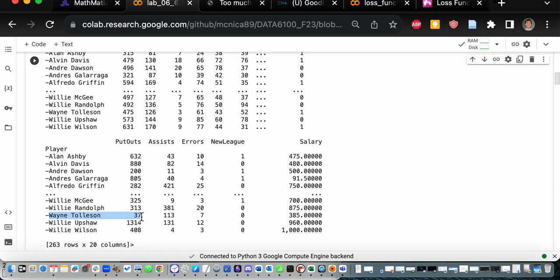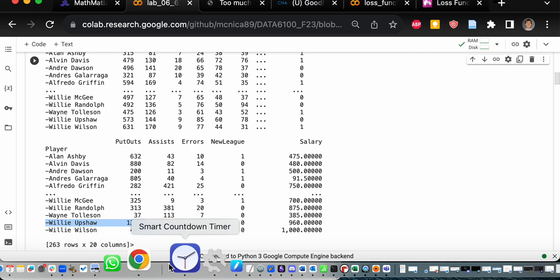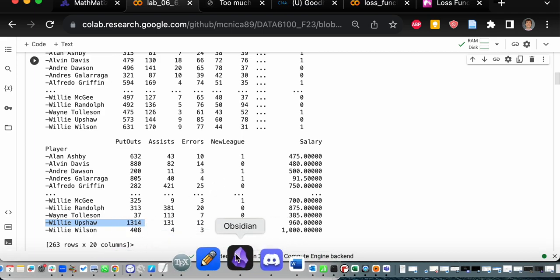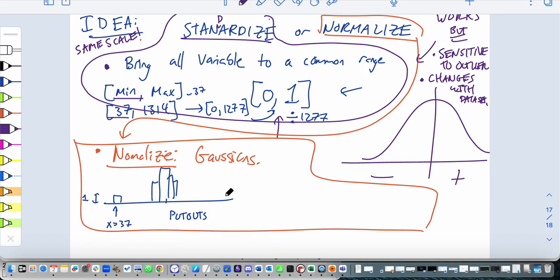So there's this one guy who's an outlier who's got 37. There's another guy who's an outlier, Willie, who's got 13, 14. He's all the way on the other side, right? So 13, 14 is like all the way over here. But most of the people will sort of be in between, in the middle somewhere. And hopefully the data would be sort of this Gaussian distribution.